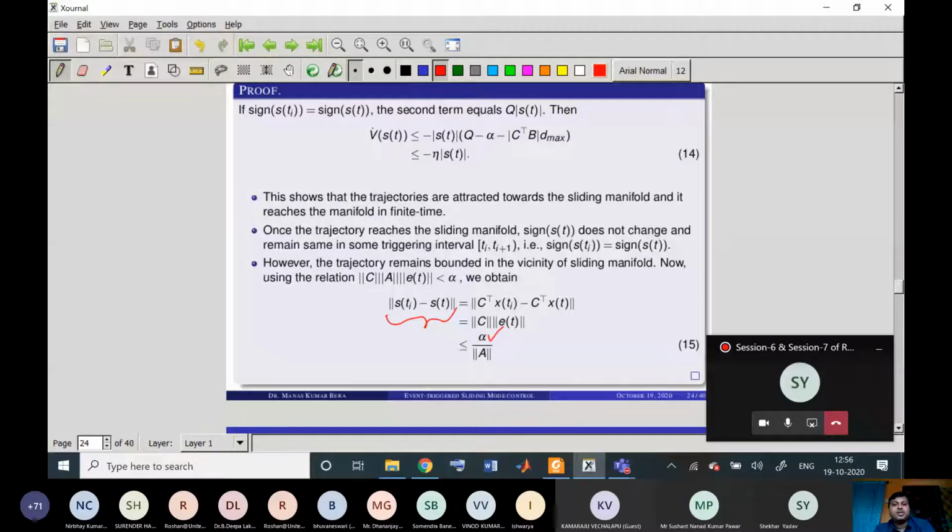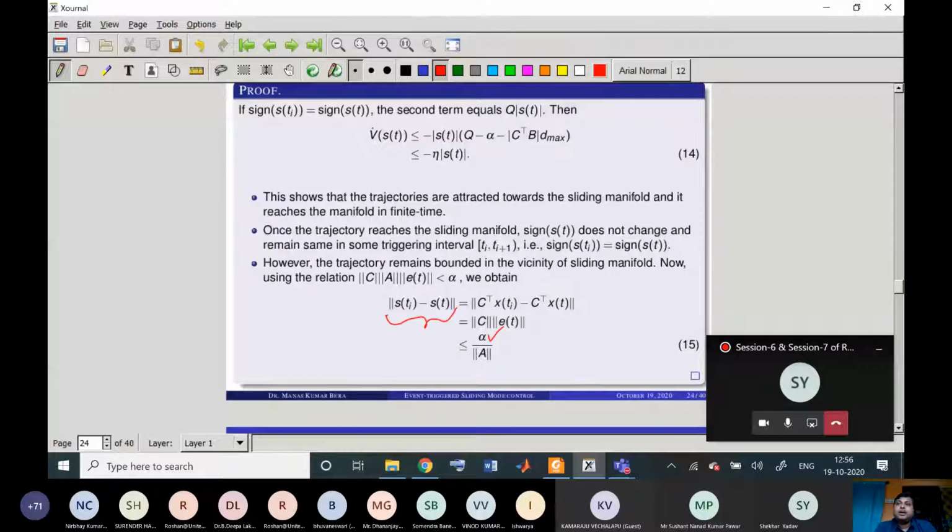If you take a very large alpha, what will happen? You are actually living with a very big region, a big bound, and once you relax the bound, the number of control executions will be less.